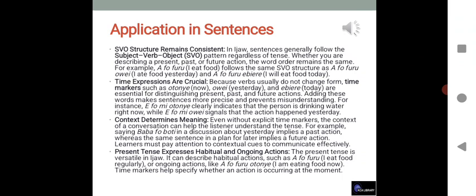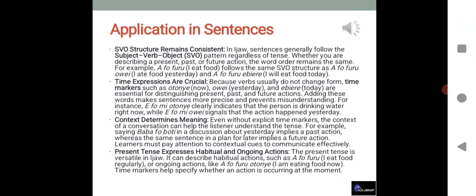Time expressions are crucial. Since verbs in Ijaw usually do not change form to indicate tense, time markers play an essential role in clarifying when an action takes place. Words such as otini, now, away, yesterday, and ebia, today, help distinguish between present, past, and future actions. For example, Efo mi otini clearly indicates that the action is happening now, while Efo mi away shows that it occurred in the past. These markers improve accuracy and prevent misunderstanding in communication.